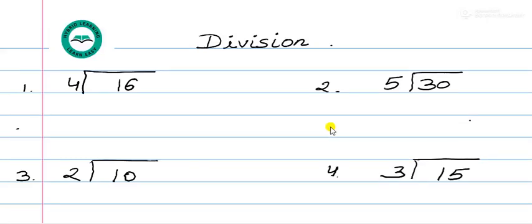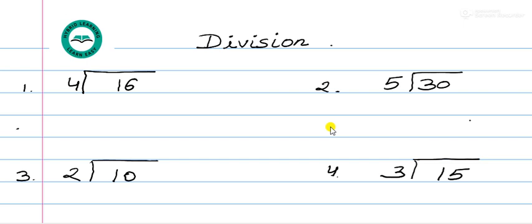In this chapter, we will learn how to do division. So first sum is 16 divided by 4. Here we have to say our 4 times table up to 16. When we reach 16, we have to stop.